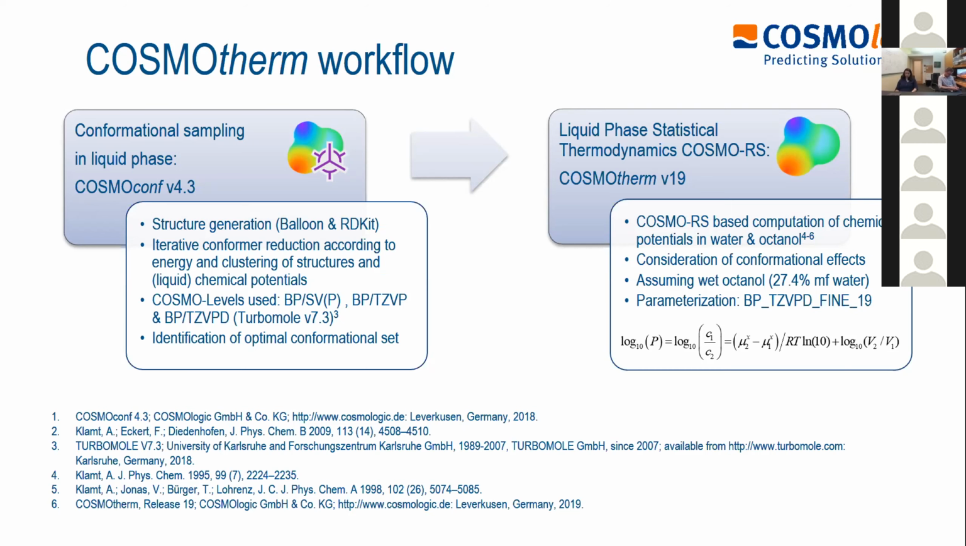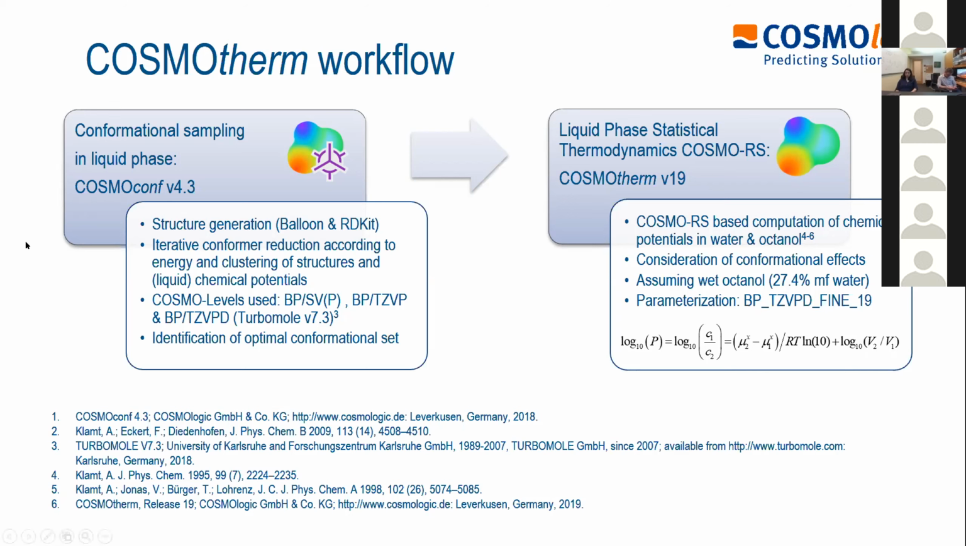Then we iteratively reduce the number of conformers according to energy and cluster them according to structures. We also do DFT calculations on those structures and reduce the number of molecules again based on chemical potentials with Cosmotherm. So in this first step, there's already Cosmotherm involved to get the best set of conformers in the liquid state already.